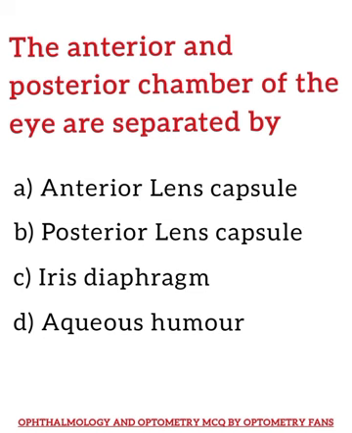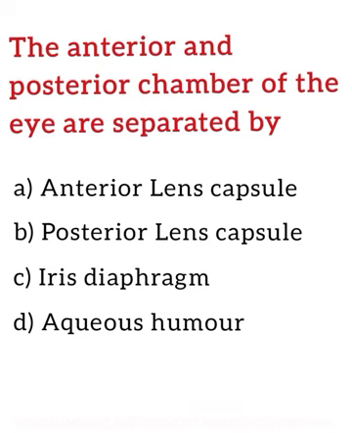The anterior and posterior chamber of the eye are separated by option A, anterior lens capsule. Option B, posterior lens capsule. Option C, iris diaphragm. Option D, aqueous humor. Answer is option C.